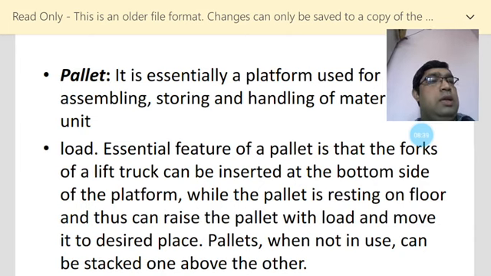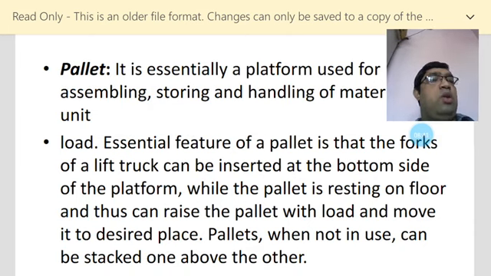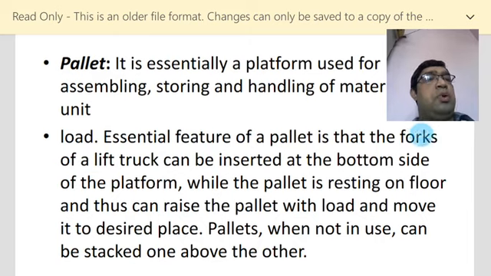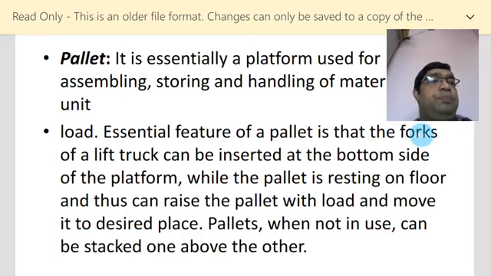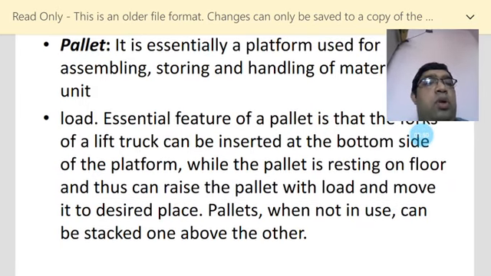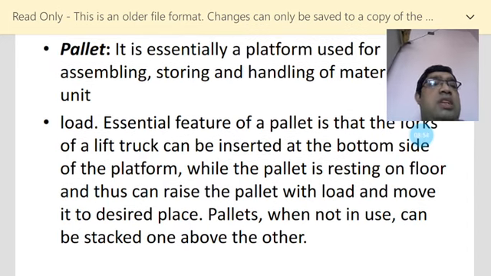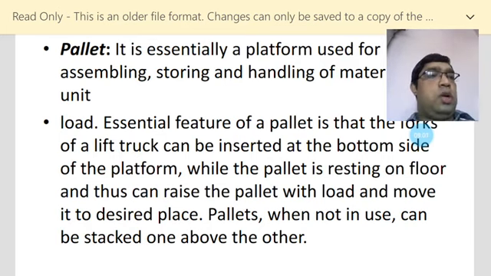We have to avoid these injuries and also avoid dangerous situations. For safety, that is the purpose for which we have to use pallets and platforms. With the pallet resting on the floor, the truck can raise the pallet with the load and move it to the desired place, so the materials are transferred to the desired place, according to where you have to store your materials, smoothly.